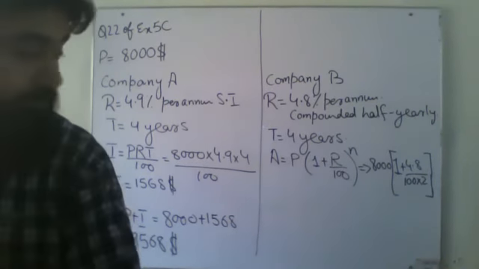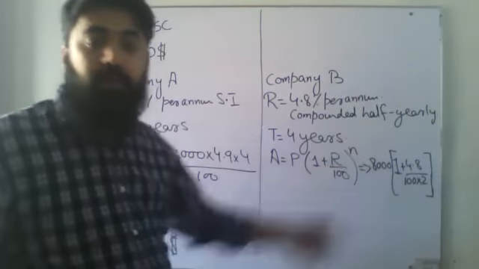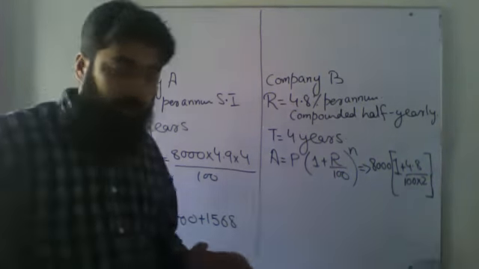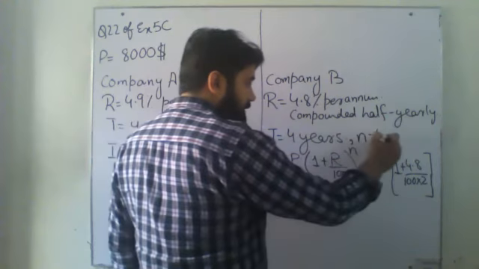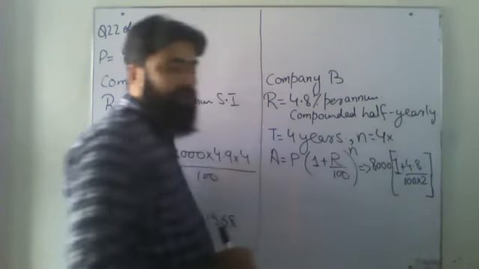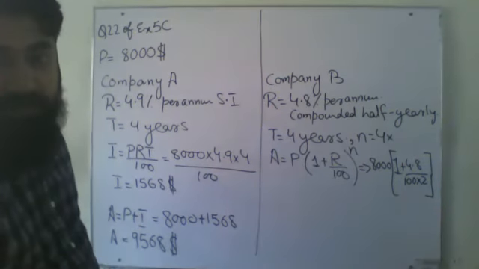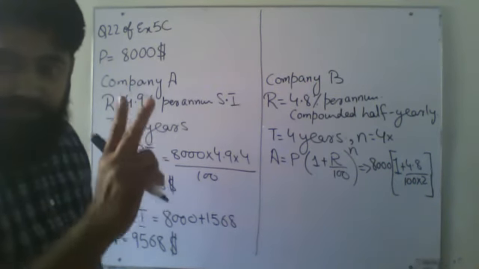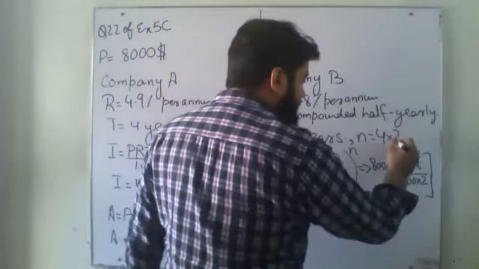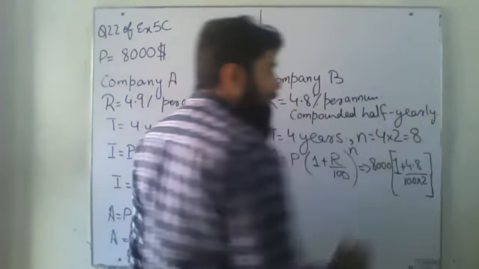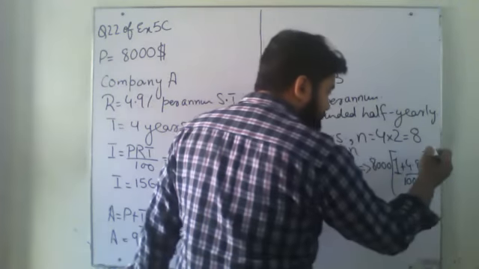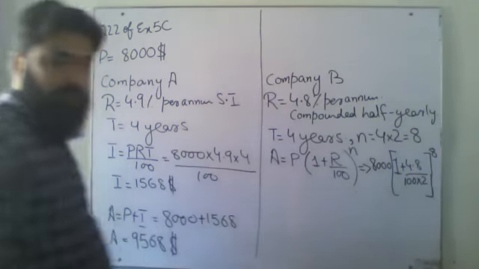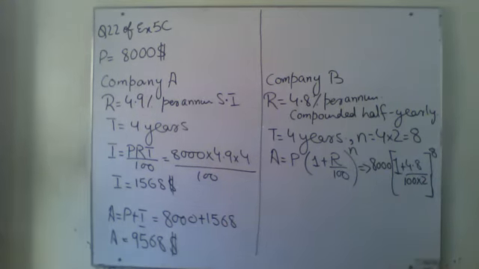After that, I have to put the value of n. What will be the value of n? I calculate how many half yearlies I have in 4 years. In a single year, we have 2 half yearlies, so multiplying by 4, I have a total of 8 half yearlies in 4 years. So that 8 will be plotted over here. After that, I'm simplifying it.